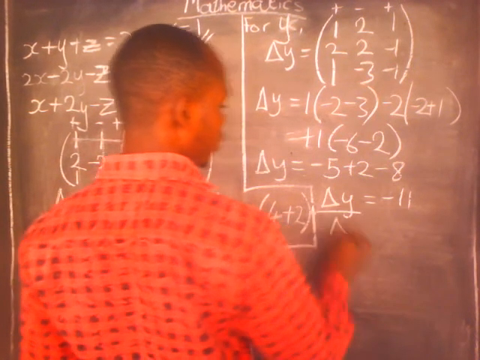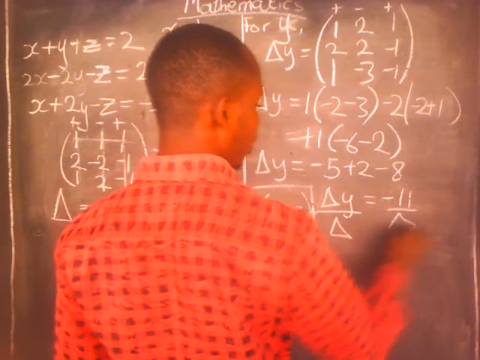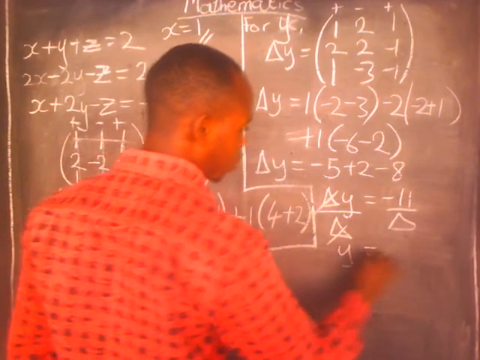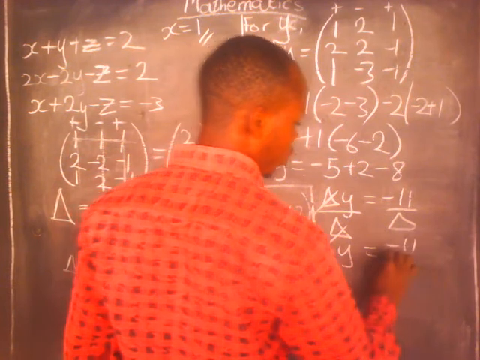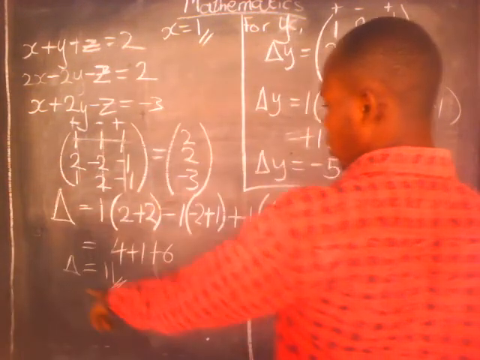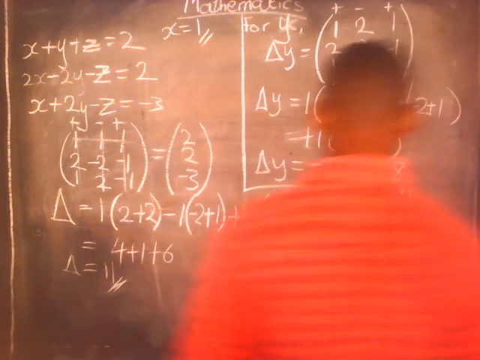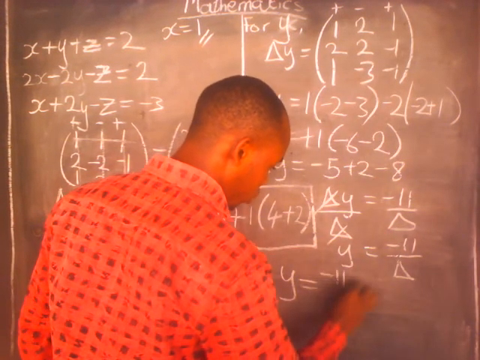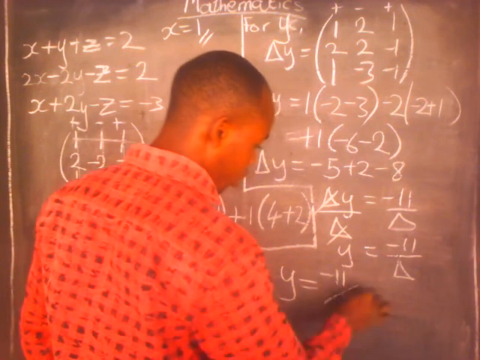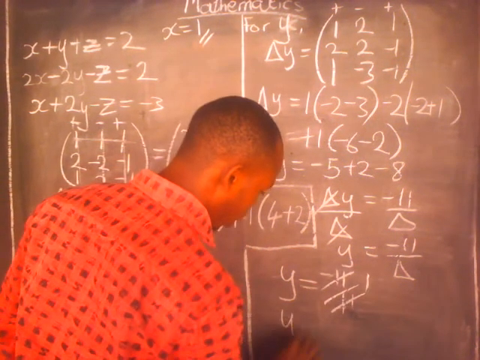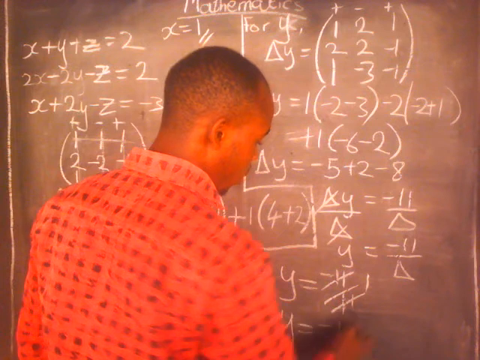My value for y will be got if I divide both sides by what? The determinant. So I'll divide this and then I'll be having that y is equal to minus 11 over my determinant. And from here I've gotten that my determinant is what? 11. So I'll be having that y is equal to minus 11 divided by 11. 11 here goes into 11, leaving us with what? Minus 1. So I have that y is equal to what?